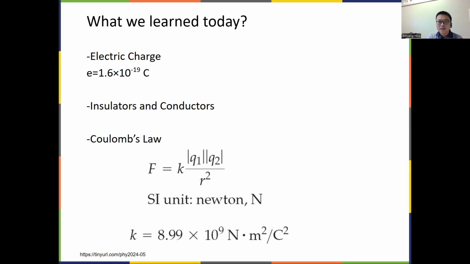And we looked at Coulomb's law, which gives us the way to calculate the forces between two charges or multiple point charges. So F equals k times the absolute values of q1 q2 over r squared. And that k is a constant, about 9 times 10 to the ninth in magnitude. Okay, we'll stop here for today, and I'll see you next time.